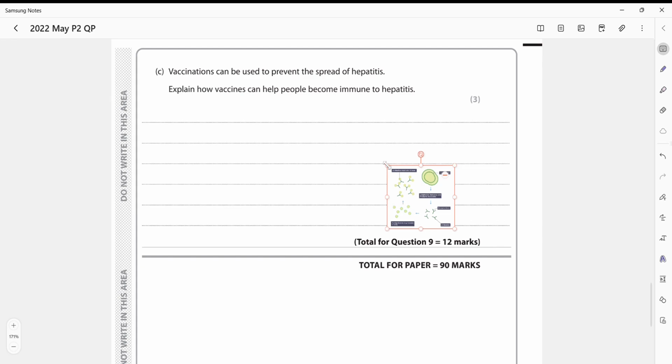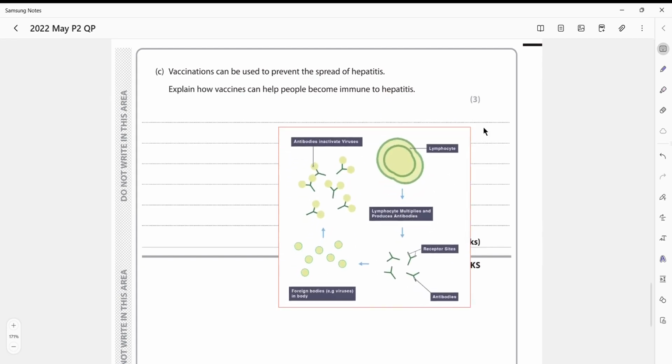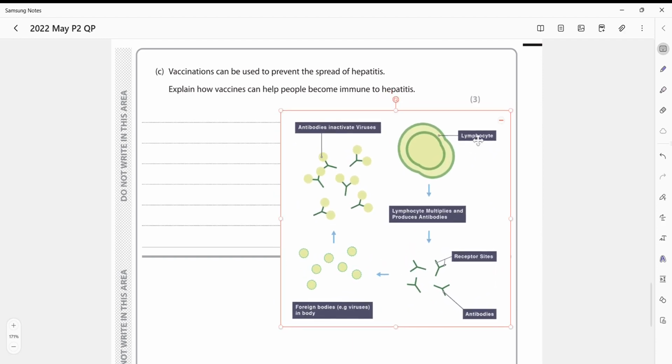Okay, vaccinations can be used to prevent the spread of viruses. Explain how vaccinations can help people become immune to hepatitis. Okay, so when viruses enter our body, what could happen is that it could activate these lymphocytes, and lymphocytes are just one of the white blood cells that we have. So lymphocytes are responsible for producing antibodies, and these antibodies bind specifically to the virus particles, right? So it will bind to it and it will therefore inactivate the viruses.